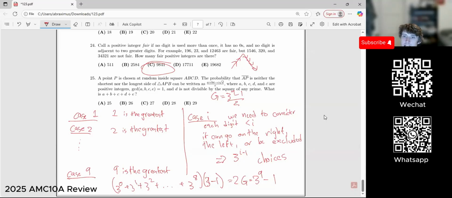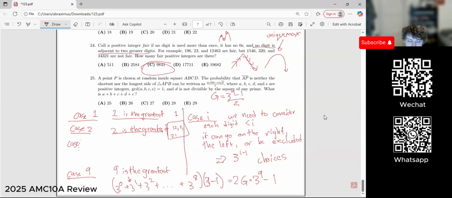Yeah. So each fair number has to go up and then down, and it has a unique maximum. Because if it ever dips, it won't be fair, since no digit would be adjacent to 2 greater digits. So each case is what is the largest digit in each number. For instance, here we have 1, and then 1, 2, or 2, 1. So that's 3. That corresponds to this 3 to the 1.